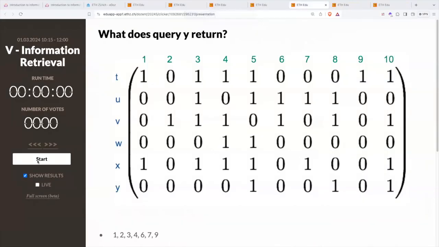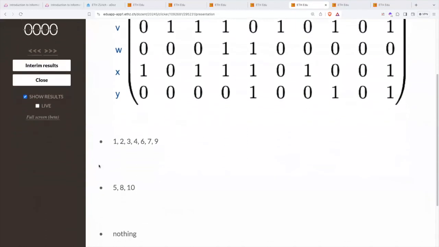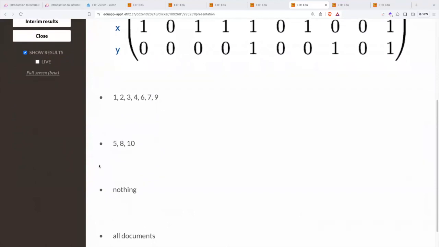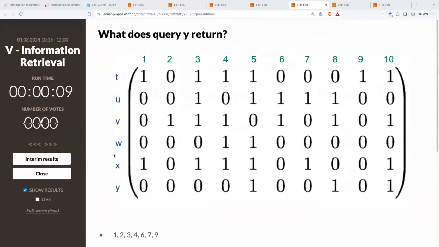Imagine that I give you this incidence matrix, which you can understand as a collection of sets of words, a collection of documents. And I'm giving you a query. Somebody is looking for term Y. What does that return? Does it return 1, 2, 3, 4, 6, 7, 9, or maybe 5, 8, 10, or nothing, or all documents?